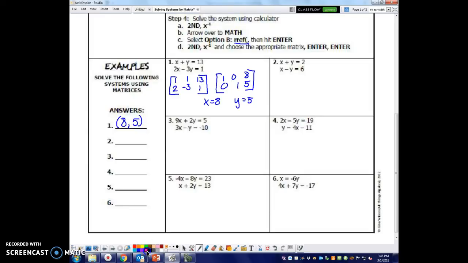Okay. So let's do another. Number 2. Let's set it up on what we want. See, this one changed into that. So what we want to type in, what's in front of X? 1. In front of Y? 1. And then 2. Oh, I forgot to check. Make sure it's in standard form. X, Y equals number. X, Y equals number. It's good. So in front of X, 1. In front of Y, -1. And then we have 6.